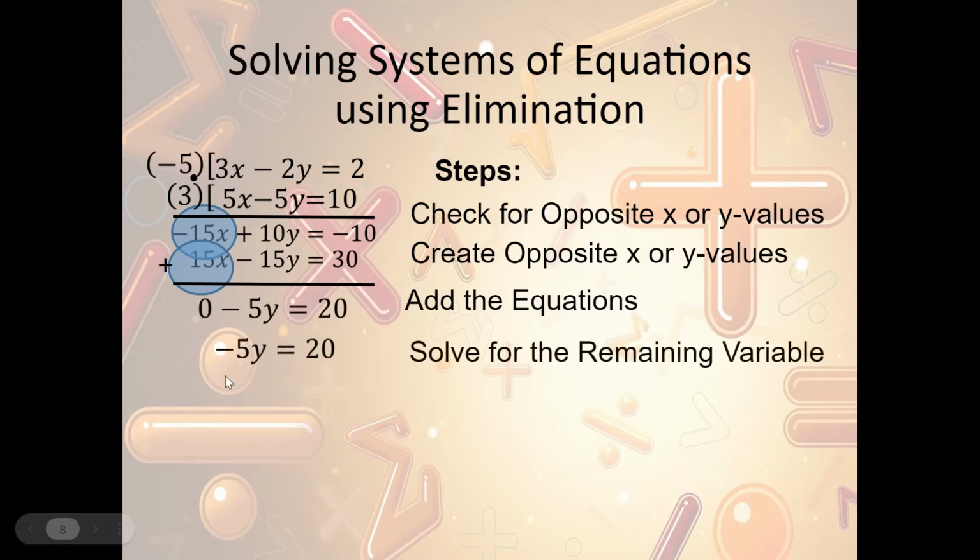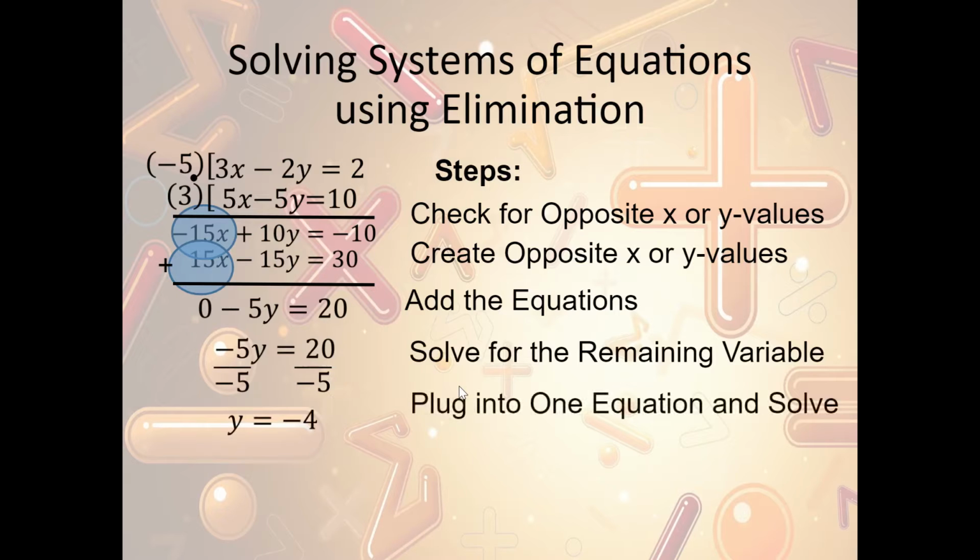I'm going to solve, divide both sides by negative 5, and I get y is equal to 20 divided by negative 5 is negative 4. Then I'm going to plug that into one of the equations and solve for x. So I'll pick 3x minus 2y is equal to 2. I'm going to plug negative 4 in for y.